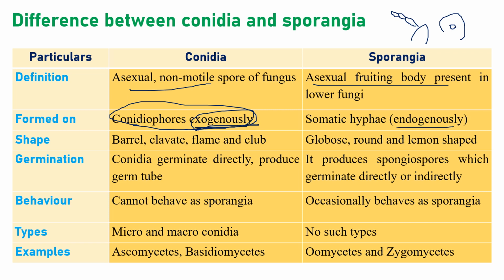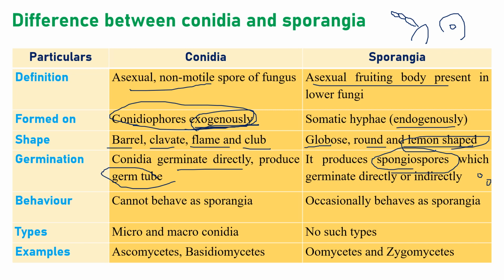Somatic hypha, that is actually produced endogenously. Generally, these conidia are barrel shaped, sometimes clavate shaped, sometimes flame shaped, or sometimes club shaped. Generally, sporangia are globose, round, or lemon shaped. Lemon shaped sporangia we can observe in Phytophthora. And when it comes to germination, conidia germinate directly and produce a germ tube. And sporangia produce sporangiospores. Small tiny spores are known as sporangiospores, which also germinate directly or indirectly.